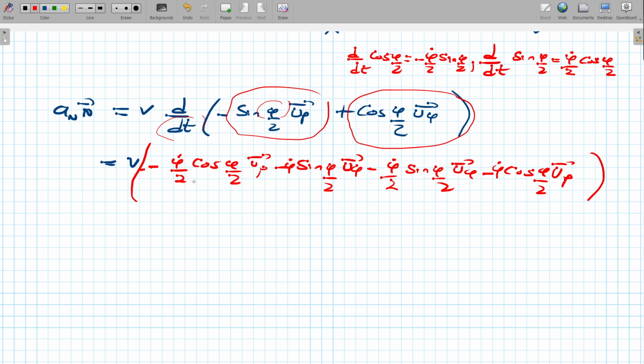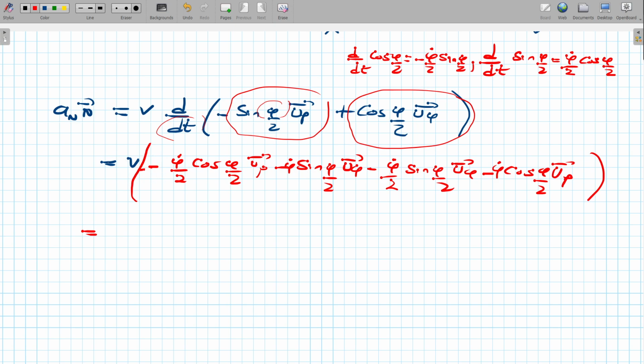Let's look at the expression, because we've done a lot of things here so that we don't make a mistake. So we have minus phi point divided by 2 cosine phi divided by 2 u rho, minus phi point sine phi divided by 2 u phi, minus phi point divided by 2 sine phi divided by 2 u phi, minus phi point cosine phi divided by 2 u rho, like so. If you simplify and factorize, I'll leave it to you to check the final result, but I'll just give you the final answer to save on time.